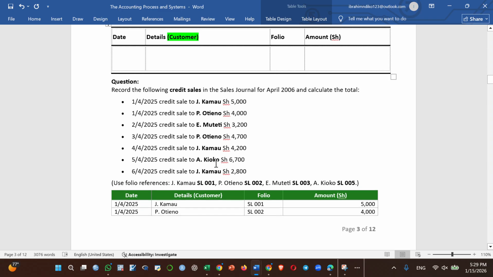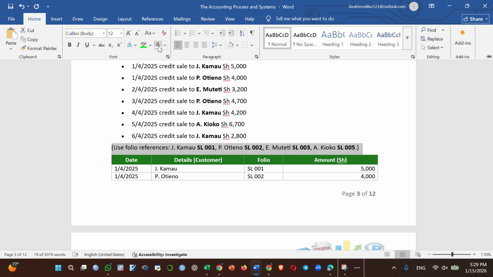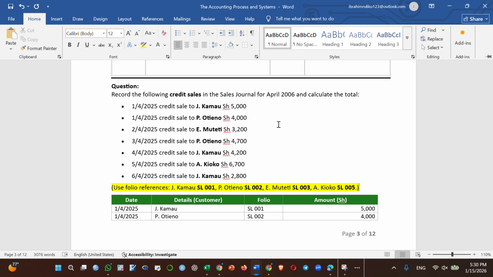Now let's see this question for credit sales. Just an example. Now let us see this example. I want us to do this one. Let us read the question for the sales journal. Record the following credit sales in the sales journal for April 2026 and calculate the total. That was the month of April. Let us say 1st April.